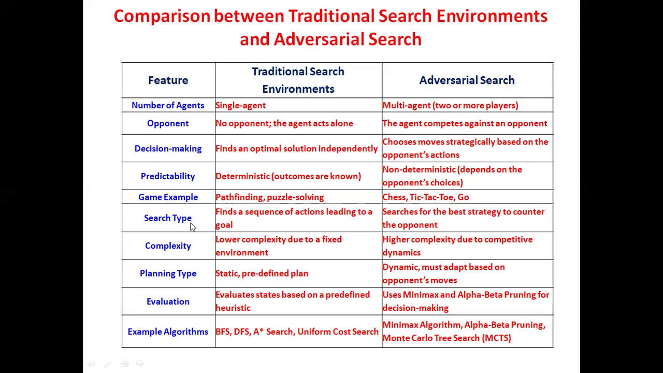And considering the search types, in the traditional approach, the search focuses on finding a sequence of actions that lead to a goal, such as navigating a maze or solving a Rubik's cube. Adversarial search, on the other hand, focuses on finding the best strategy to counter the opponent, ensuring the best possible outcome in the competitive scenario.